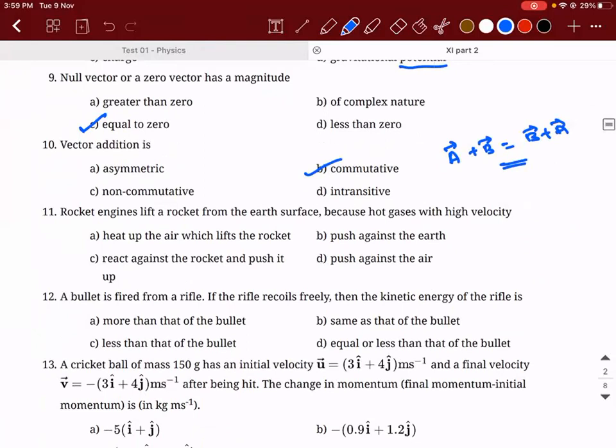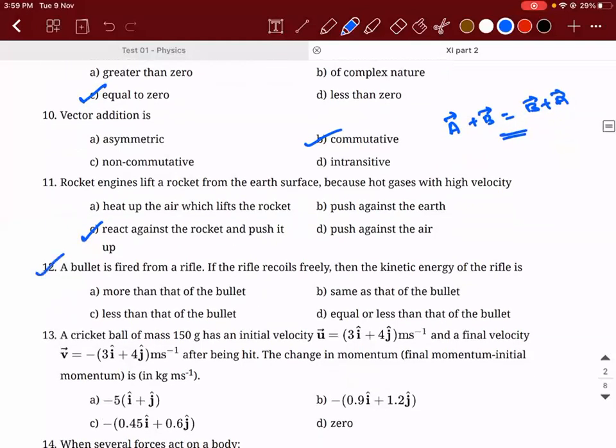Rocket engines lift a rocket from the Earth's surface because hot gases with high velocity, what will they do? They react against the rocket and push it up. That's it. So it's basically like Newton's third law. Correct? Yes, sir. Yes. So bullet is fired from a rifle. If the rifle recoils freely, then the kinetic energy of the rifle is obviously less than that of bullet. It cannot be more than that. Had it been more than that, it would have damaged our body.